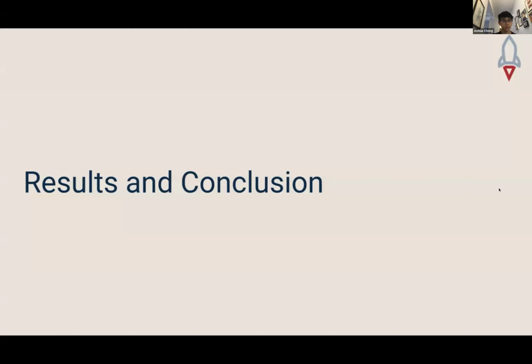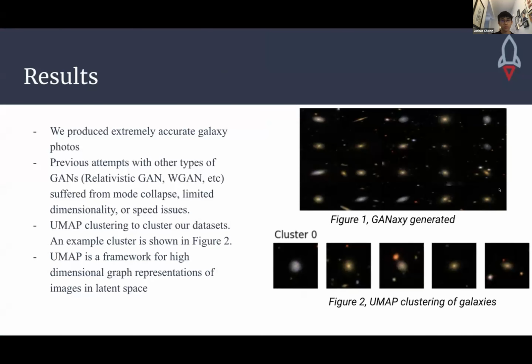Results and conclusion. Utilizing our GANaxy, we produced extremely accurate galaxy photos, as shown here in Figure 1 on the right. Previous attempts with other types of GANs suffered from mode collapse, limited dimensionality, or speed issues. Furthermore, we used UMAP clustering in order to cluster our datasets. An example cluster is shown in Figure 2 on the right. UMAP is a good fit for our project due to its capability of handling high-dimensional images. It is a framework for high-dimensional graph representations of images in latent space.